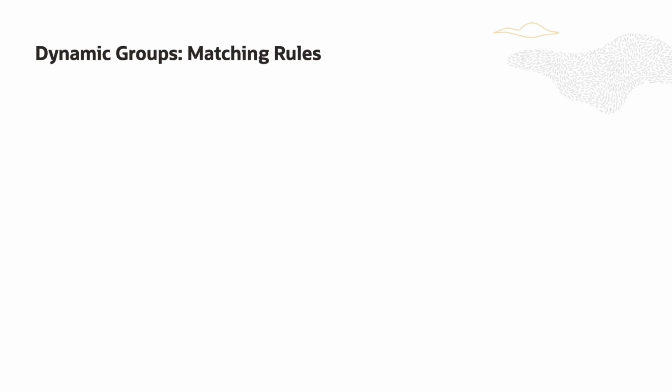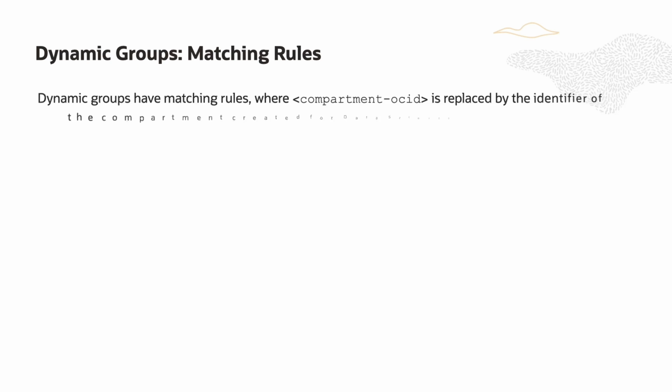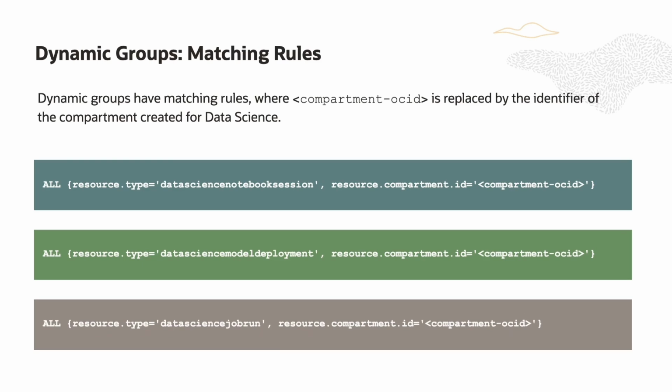Once you give your dynamic group a name and description, you'll fill in the following matching rules, where the compartment OCID is replaced by the identifier of the compartment you created for data science. In this example, with these rules, the dynamic group will be made up of any and all resources of these three types that exist in the compartment. What those resources have access to do, as mentioned before, will depend upon policies.